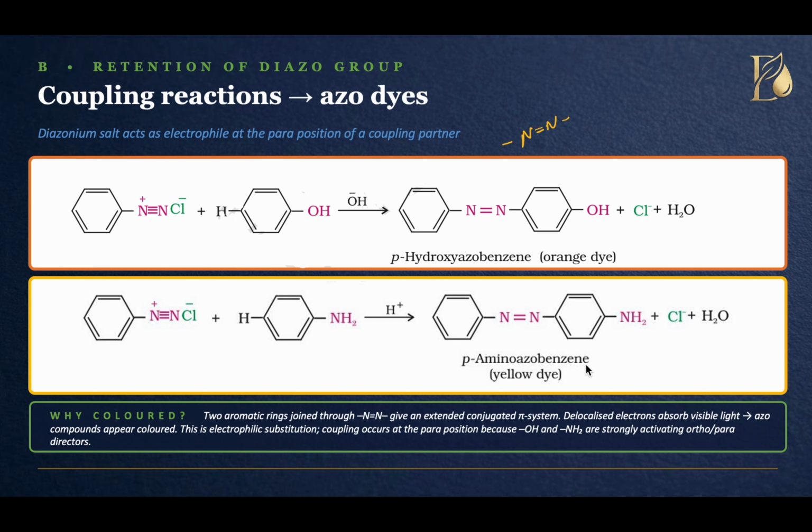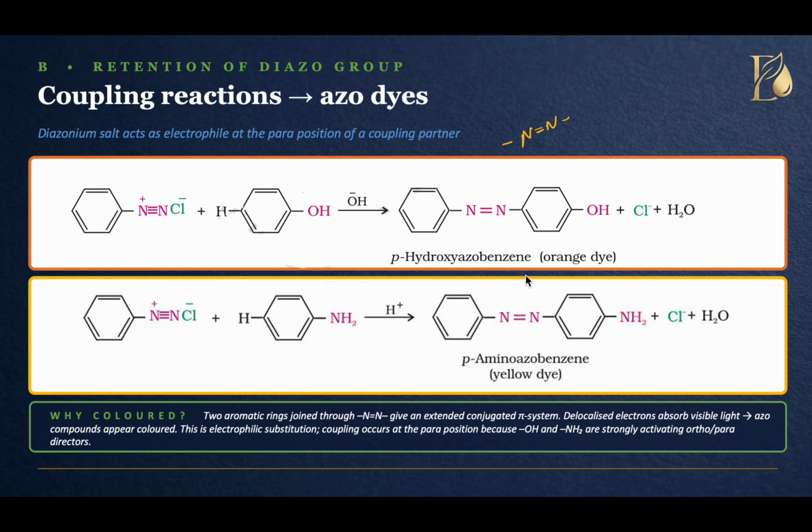The reason azo compounds are so important is their color, and this type of reaction is known as a coupling reaction. As a result of coupling reactions, we are getting azo dyes. Dyes means they have colors. For these azo compounds, the color is what makes them so important.